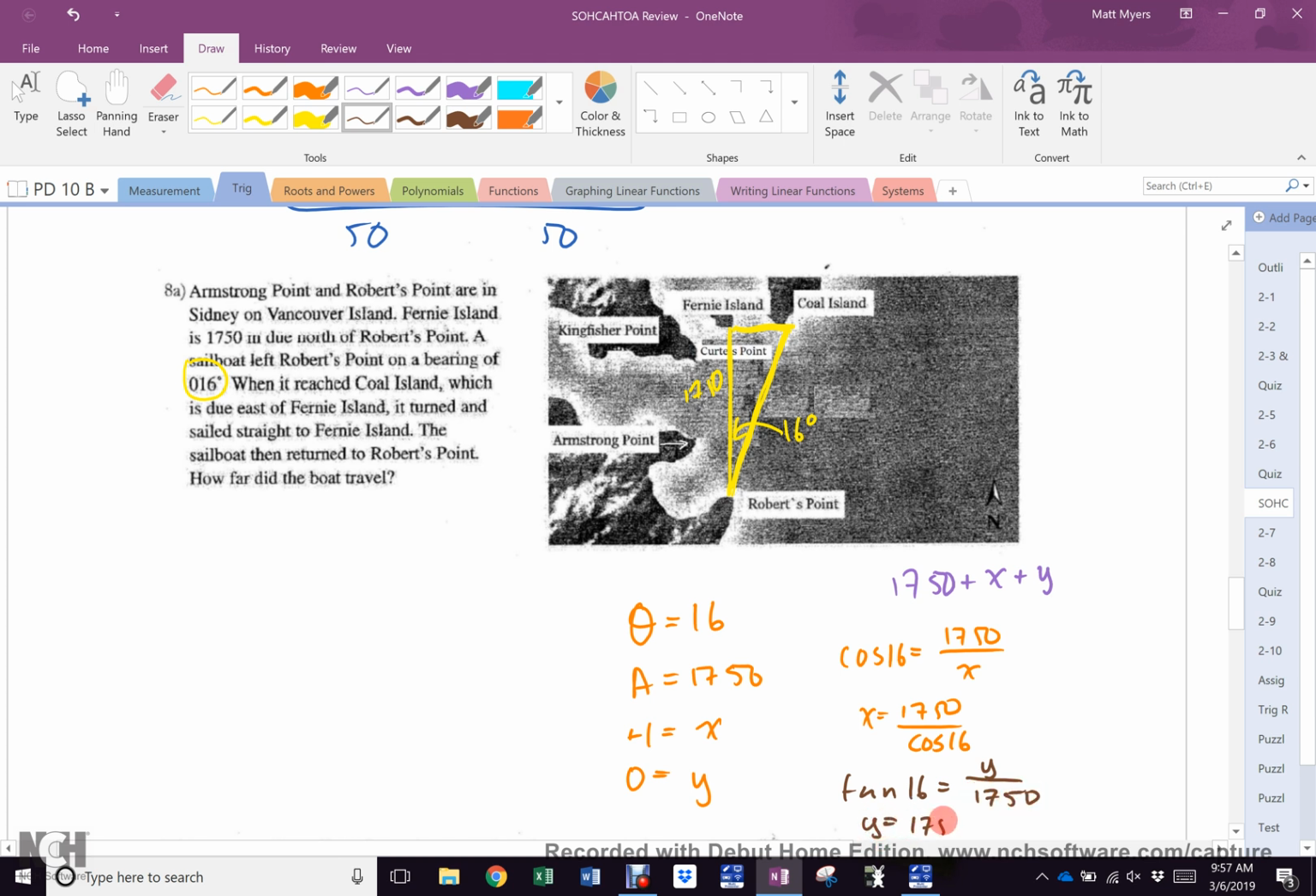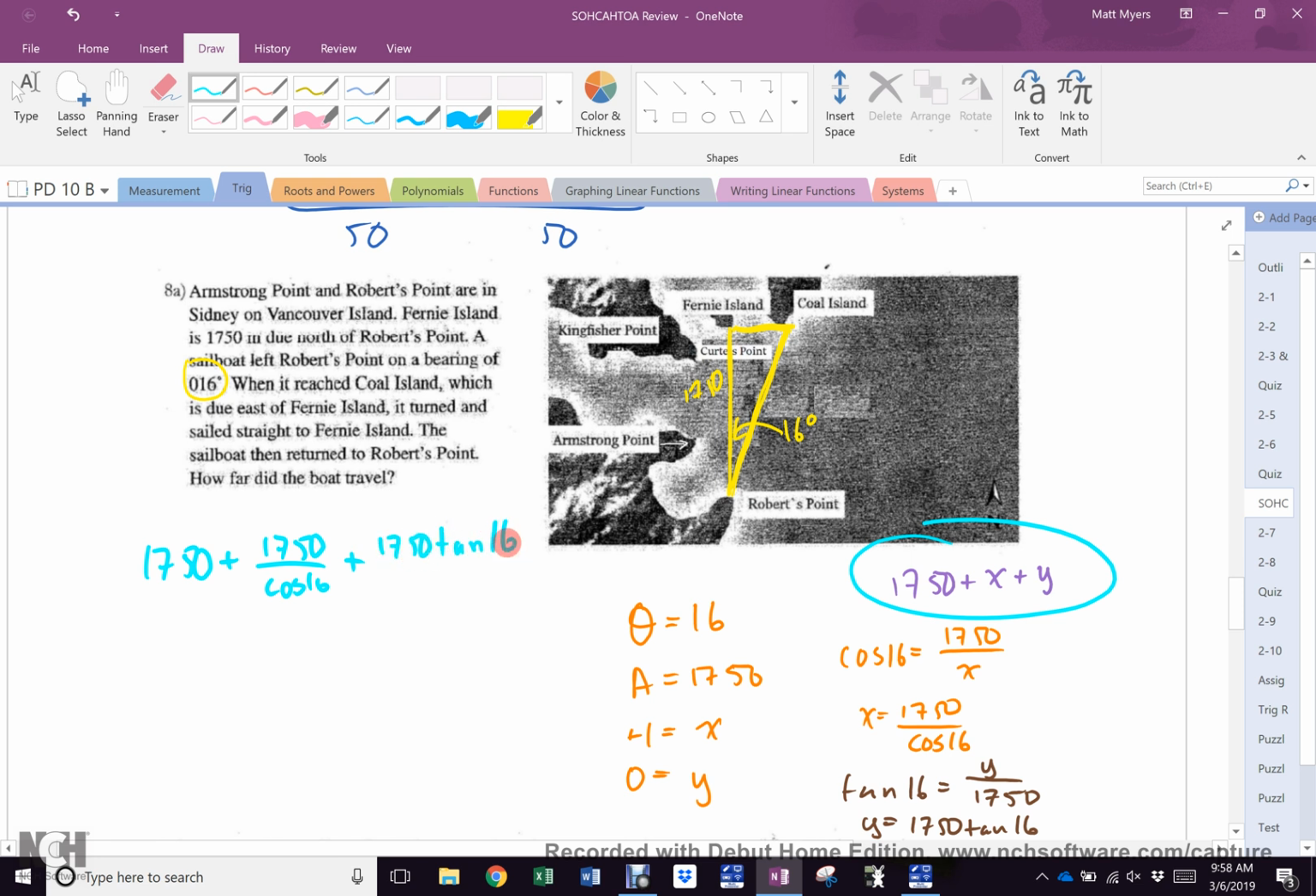So y equals 1750 tan 16. If I want the best possible answer, should I do that now? No. Then I go to what I need to do, which is 1750 plus 1750 over cos 16 plus 1750 tan 16. Now on a forward calculator, it's really easy. You punch it in as you see it. On a backwards calculator, it's a little more difficult. But by now you should have realized that the only real difference between a backwards and a forwards calculator is you do 16 tan instead of tan 16. So you're going to punch all that in, and you are going to get 4,072.3. And that's out of 3 marks.